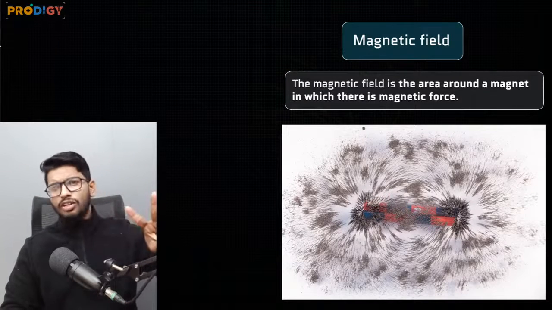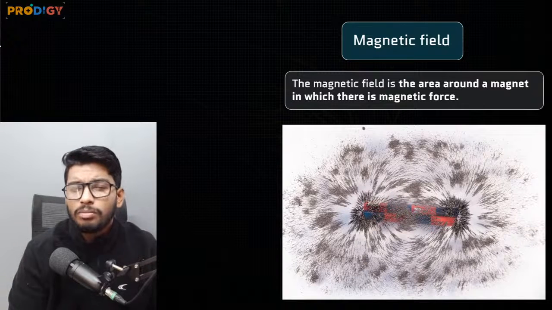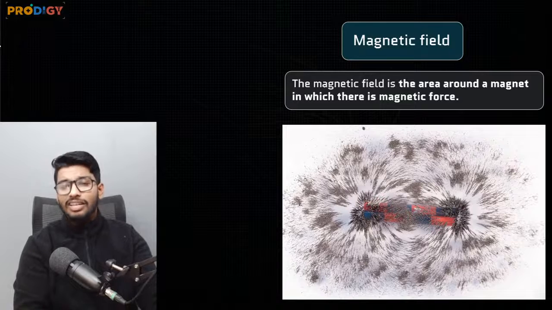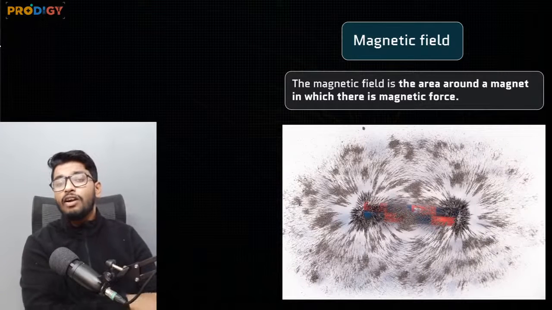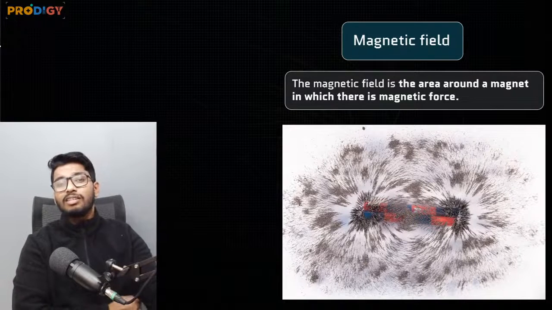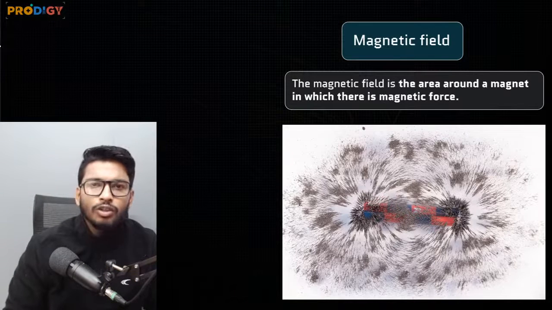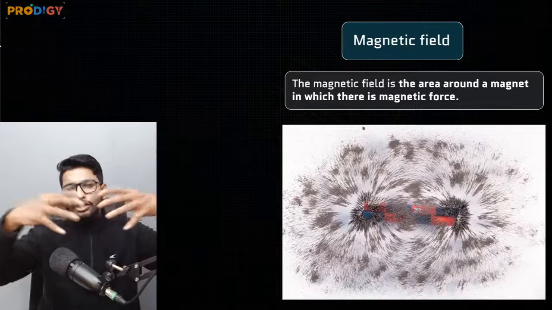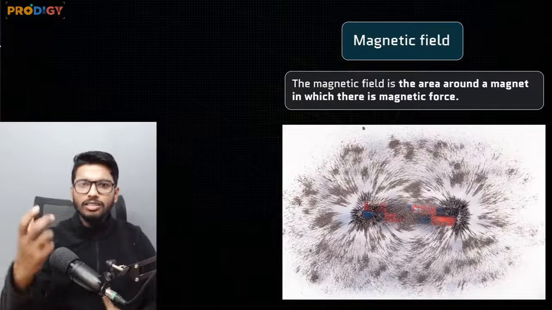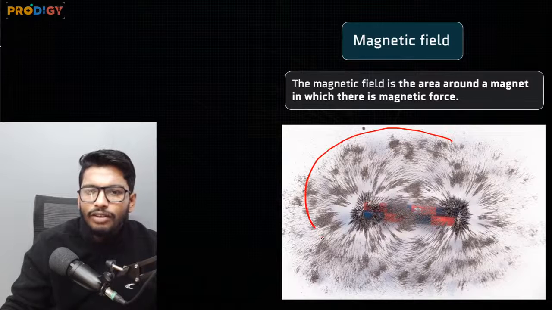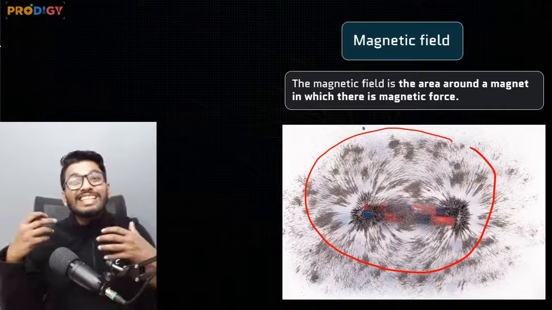Now, there are two terminologies that are very much synonymous with the magnetic effect. One is the magnetic field, and the other is magnetic field lines, or you can say magnetic lines of force. So magnetic field is nothing but the region around a magnet. If I take a certain magnet, you see that there is a certain region around the magnet where the magnetic field, or you can say the magnetic force, is experienced.